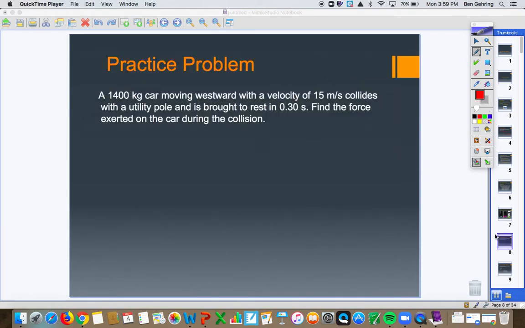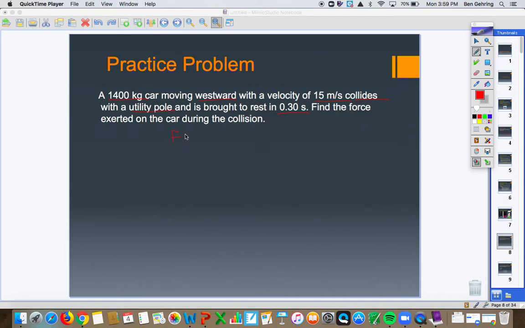We'll do some practice right here. We have a 1,400 kilogram car moving westward with a velocity of 15 meters per second. It collides with a utility pole, which is a terrible idea, and is brought to rest in 0.30 seconds. Find the force exerted on the car during the collision. Okay, so we know that we have the impulse momentum theorem.